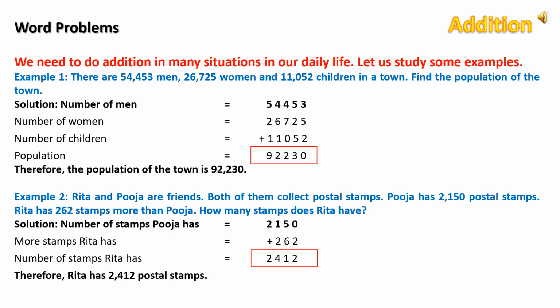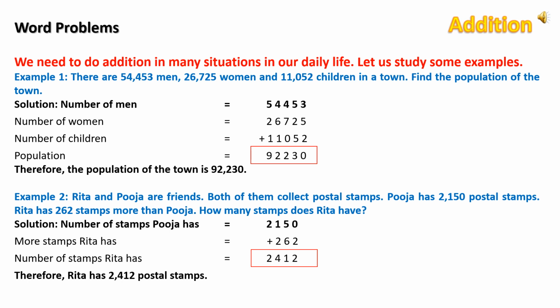Example number 2. Rita and Pooja are friends. Both of them collect postal stamps. Pooja has 2,150 postal stamps and Rita has 262 stamps more than Pooja. How many stamps does Rita have? So here keep it in your mind.